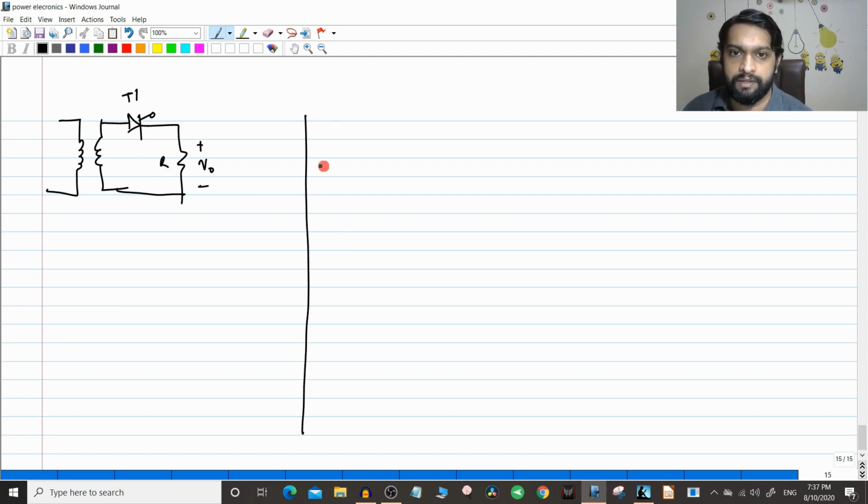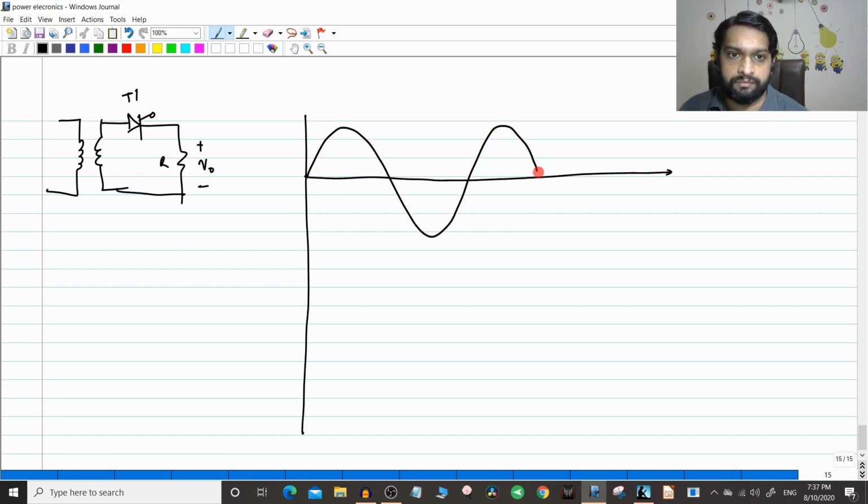So for example, this is your input voltage that I am drawing. This is time, and this is your Vin. Vin will be Vm sin omega t. So this value is Vm here.